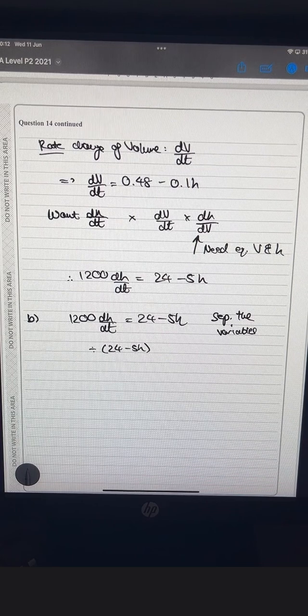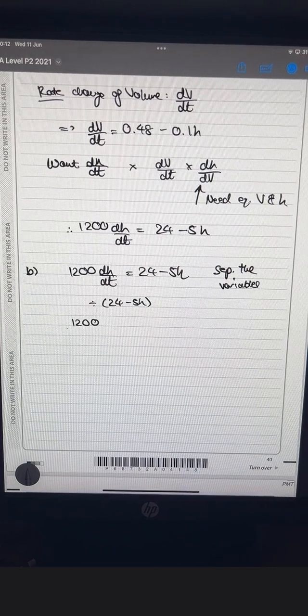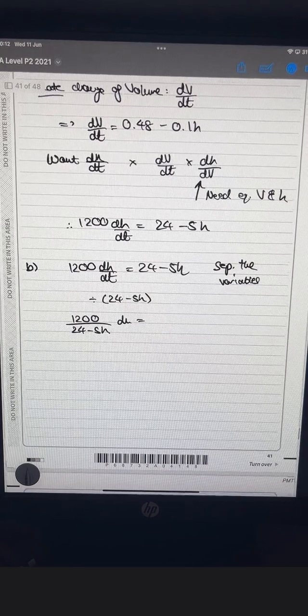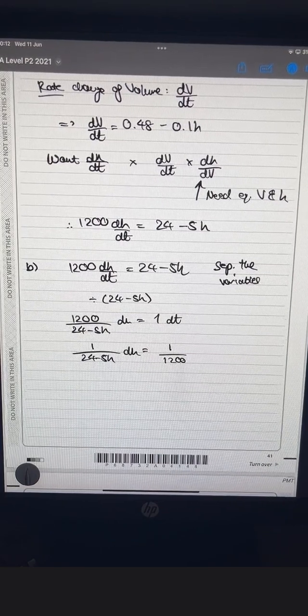So then I'm going to divide through. I get 1200 over 24 minus 5h dh is equal to, and I'm going to multiply by dt across. So I just have like 1 dt. I don't like the way this looks, so I'm going to divide by 1200 on both sides again. So I have 1 over 24 minus 5h dh is equal to 1 over 1200 dt. Notice I have my h terms on one side and my non-h terms on the other side, right? This could easily integrate to a t term, right? So all I have to do is 2 sets of integration. Awesome, so let's do it.